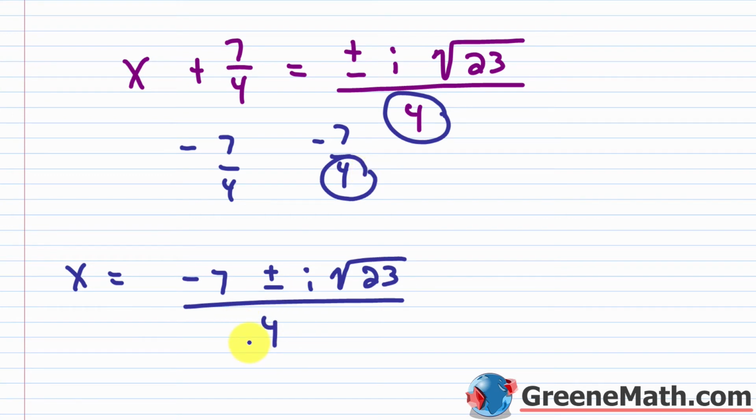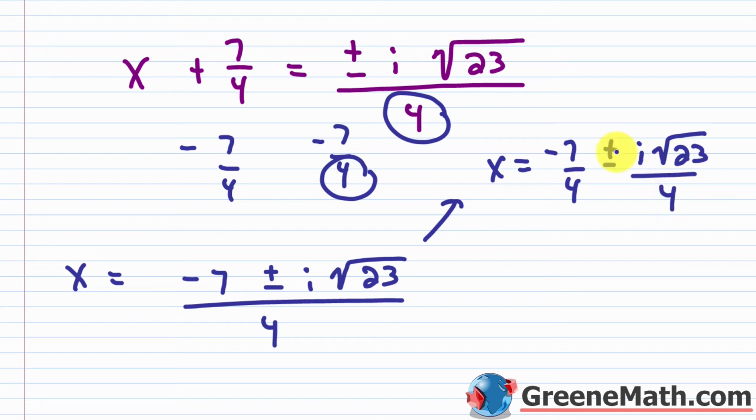You can break it up if you want. You can say x is equal to negative 7 over 4 plus or minus i times square root of 23 over 4. Okay, you can do it that way as well. It's two different solutions either way. It's negative 7 plus i times square root of 23 over 4 and negative 7 minus i times square root of 23 over 4. Over here, it's negative 7 fourths plus i times square root of 23 over 4 and negative 7 fourths minus i times square root of 23 over 4.